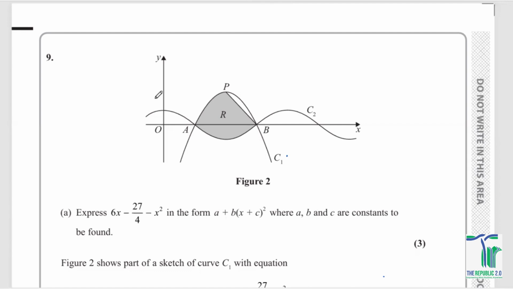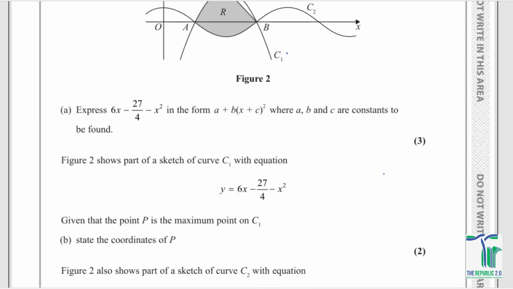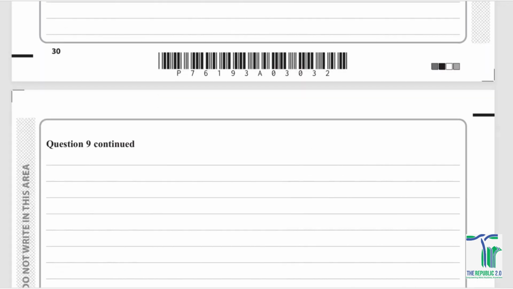Okay, now we have this question number 9, and we have this curve. This one is a quadratic curve, then there is a straight line, and then there is a trigonometric curve. So first of all, in part A, we need to express 6x minus 27 upon 4 minus x square in this form, right? So first of all, I'm just gonna write it down.